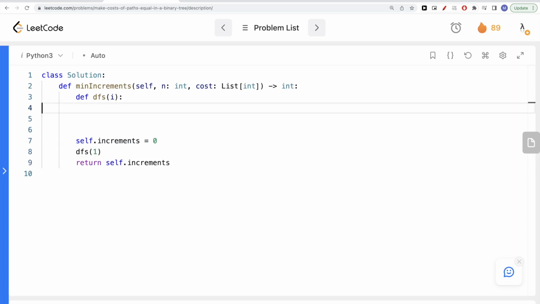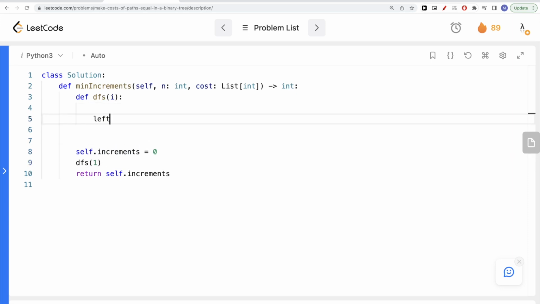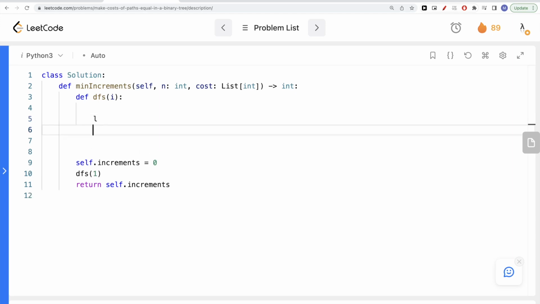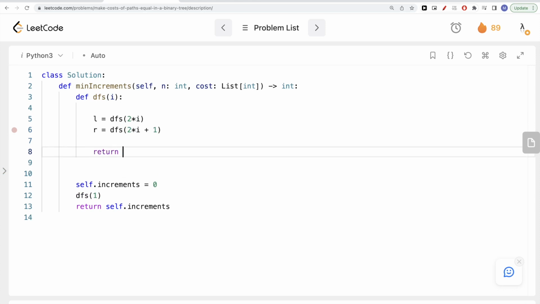And now we'll just do our DFS, right? And so we need a left side, we said, and then we need a right side, okay? So for the left side, we know it's just 2 multiplied by i. The problem tells us that. And then the right side is 2 multiplied by i plus 1. And then we said that each one will return to the parent the max of both, plus its own cost, right? So its own cost is i minus 1 because of the indexing.